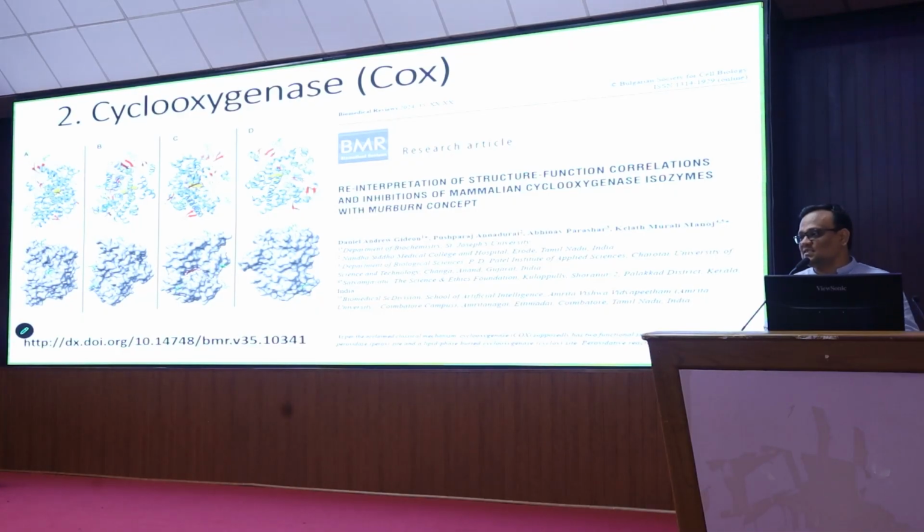So the other system is cyclooxygenase. Cyclooxygenase is very famous for what? Pain, right? The pain and inflammation is because of activity of cyclooxygenase. The natural substrate of cyclooxygenase is arachidonic acid, icosatetraenoic acid. We tried to reinterpret the structure function correlations of mammalian cyclooxygenase using the Murzyme concept.